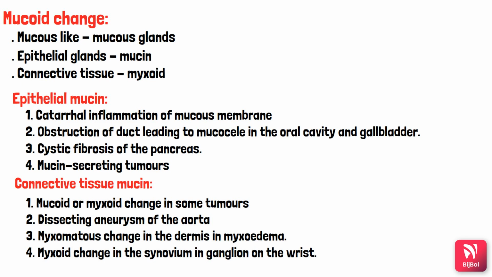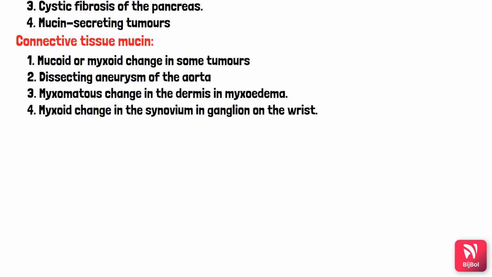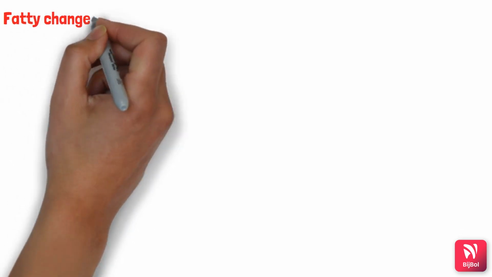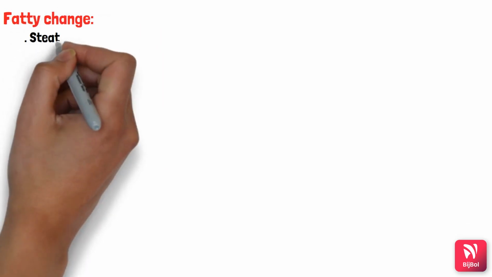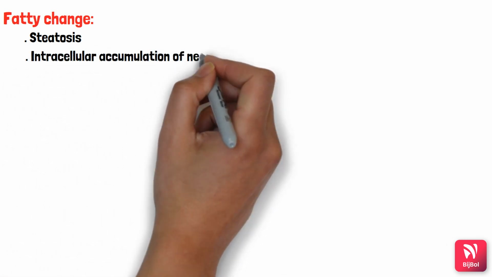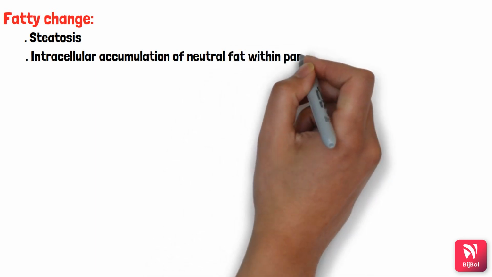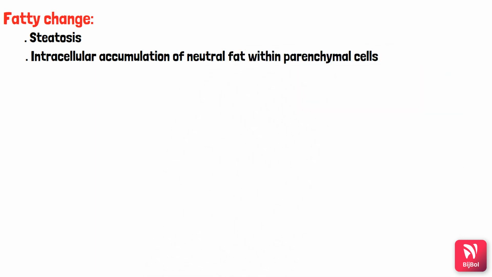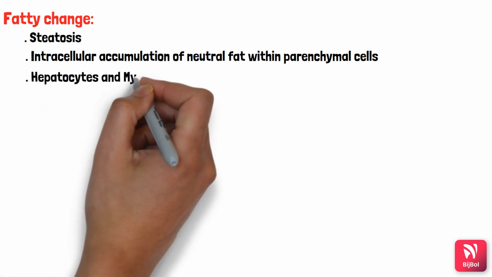Now let's talk about the last of reversible cell injury, that is fatty change. Fatty change is also called steatosis, and mainly it is seen as the appearance of lipid vacuoles within the cytoplasm of any cell. Okay, so lipid vacuoles will appear. That means it is intracellular accumulation of neutral fat within parenchymal cells. And this kind of fatty change, right, is principally seen in cells which participate in fatty metabolism.